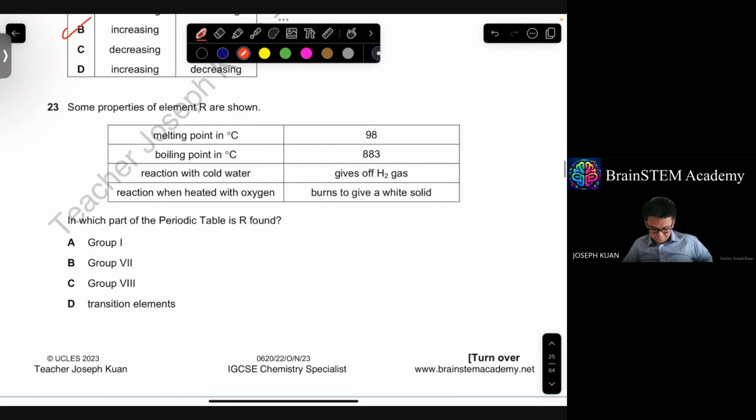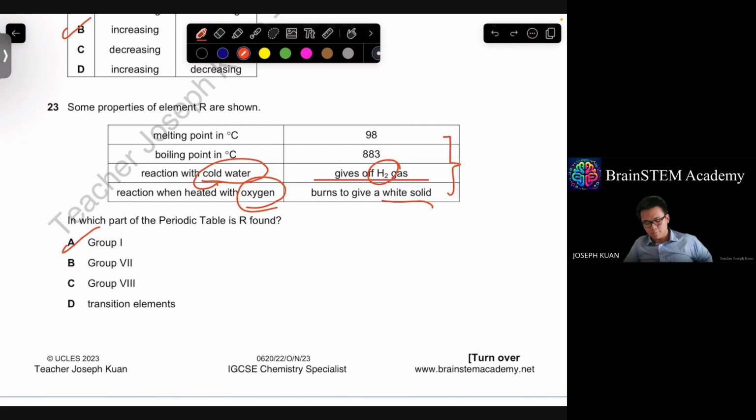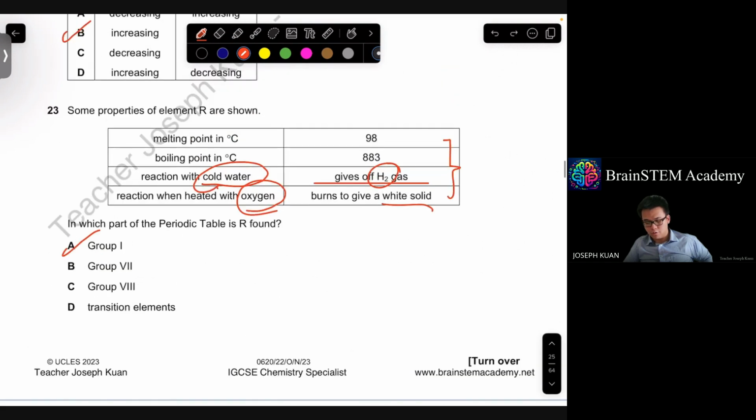Moving on, 23. In which part of the periodic table is R found? It seems like a group 1 metal. Because group 1 metals are very reactive, they react with cold water to form hydrogen gas. They also form oxides with oxygen, and they have quite high melting and boiling points, but compared to traditional metals, they are lower.